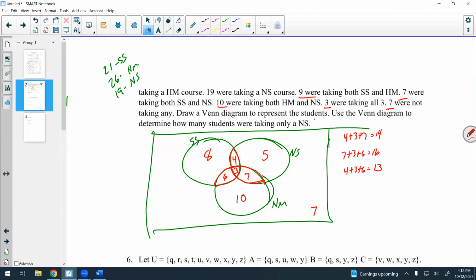And what's our question? Natural science, only natural science. Not how many people are taking natural science. That would be kind of easy, wouldn't it? We wouldn't need a Venn diagram. It's how many people are only taking natural science. So any questions on that?